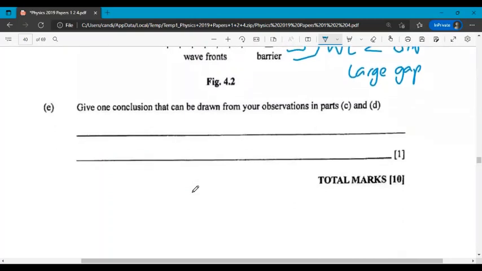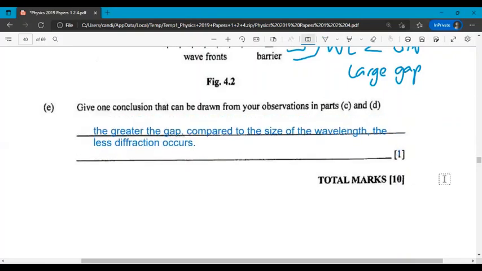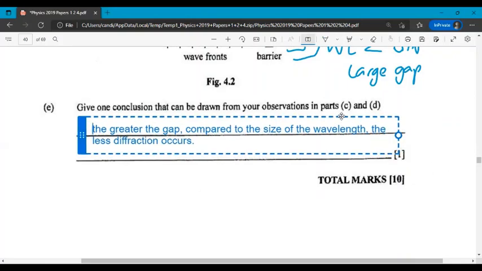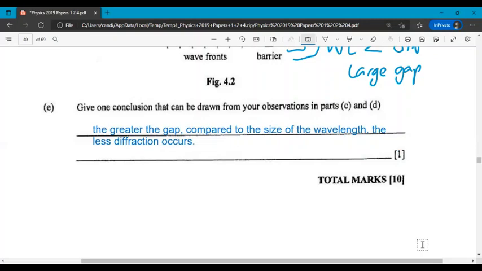And so give one conclusion that can be drawn from your observations in parts C and D. So we're just summarizing what we said that we looked at. All right, so we can summarize this as: the greater the gap compared to the size of the wavelength, the less diffraction occurs. And that's the end of question 4.